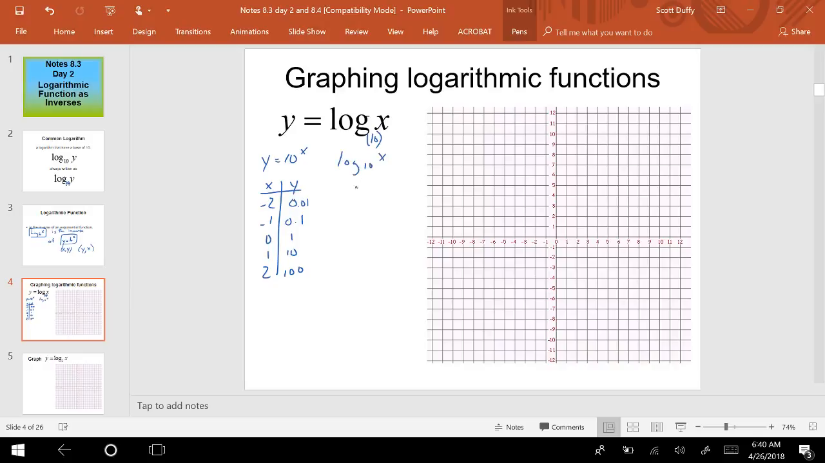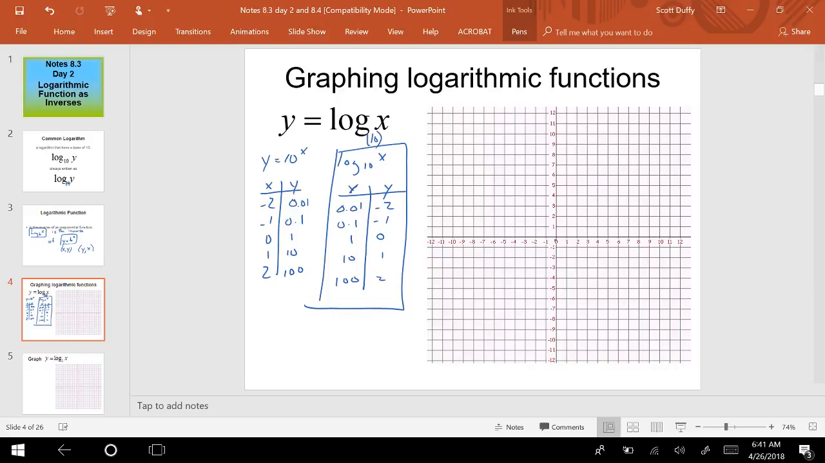Now, to graph log base 10 of x, all you have to do is switch the x and the y coordinates. So x was negative 2, now y is negative 2. Y was 0.01, now x is 0.01. Messed up there. So I've got 1, 10, 2, 100. And that's what I want to graph. I want to graph these points.